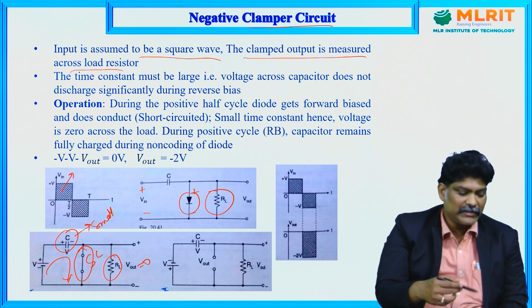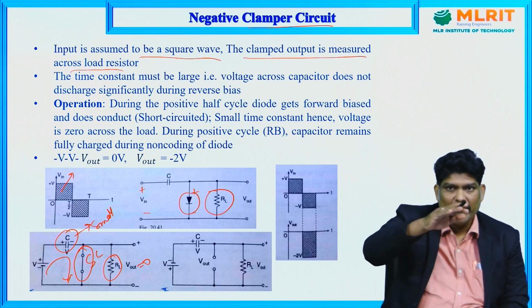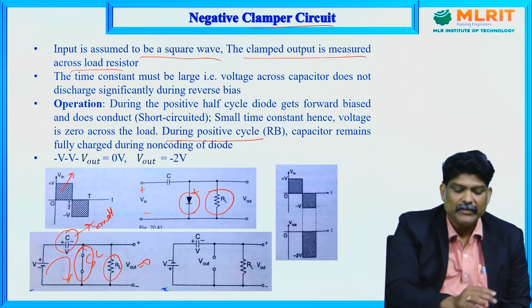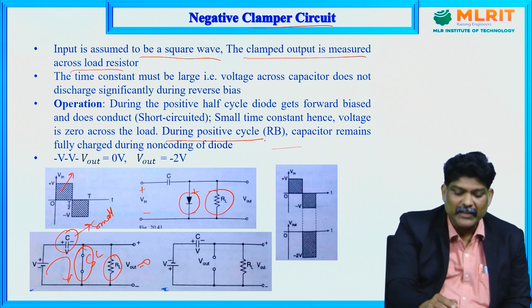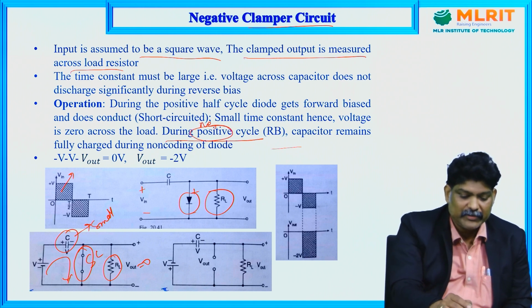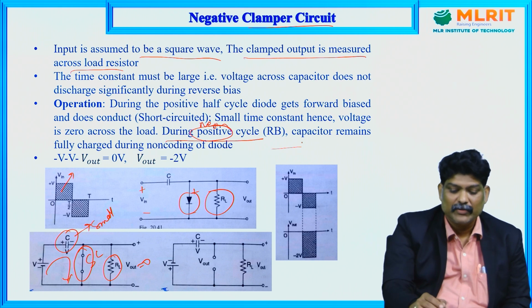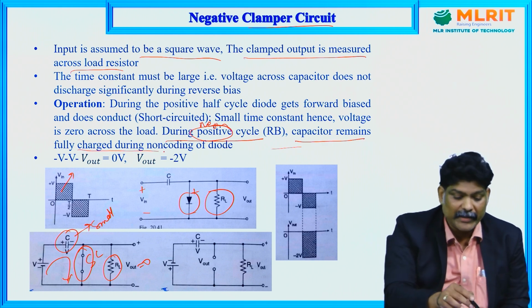So the discharging time of the capacitor is very high, so that means it's slowly discharging. So during the positive cycle, what happens? The reverse bias, so here negative. During the negative half cycle, the diode gets reverse biased, so the capacitor remains fully charged during non-conducting of the diode.